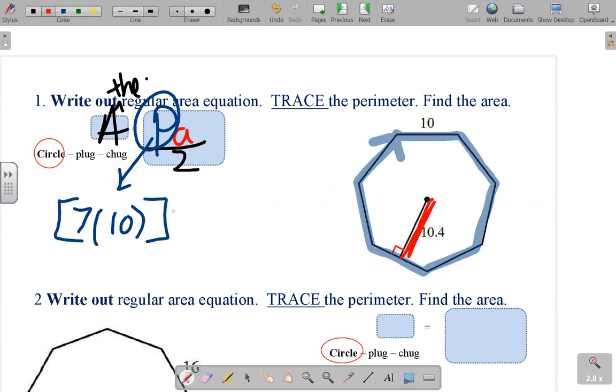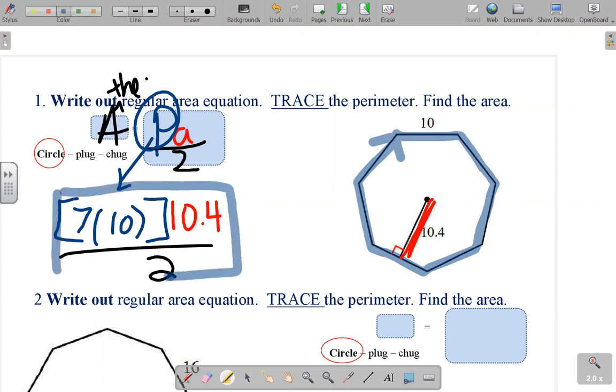Trace your apothem, 10.4 over 2. You must have your plug-ins, folks. That constitutes plug-ins. Now, you can grab calculators from here. You guys at home, text me your answer. You guys in class, rotate and ask at least 2 people what they got. Go.